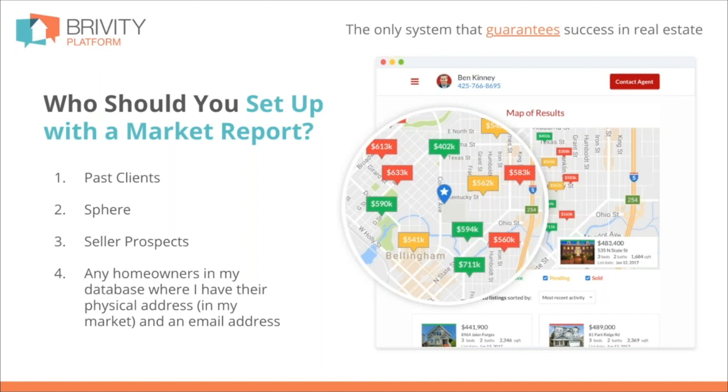There it is, number one: your sphere. Any seller prospects in your world, old valuation leads, people that came from Zillow and want to know how much their house is worth. Really, any homeowner in your database where I know their physical address and it's in my market, so I can send them actives, pendings, and solds because I have access to that MLS data. And if I have an email address for them, with those two things, a physical address in my market and an email, market report.